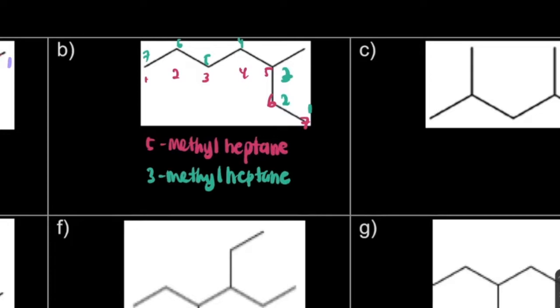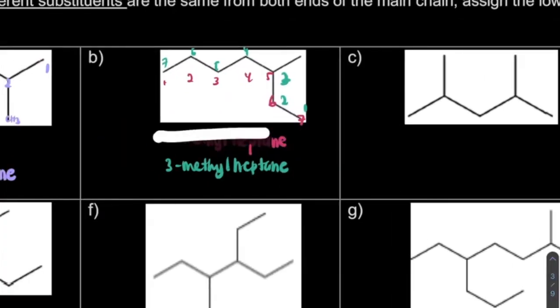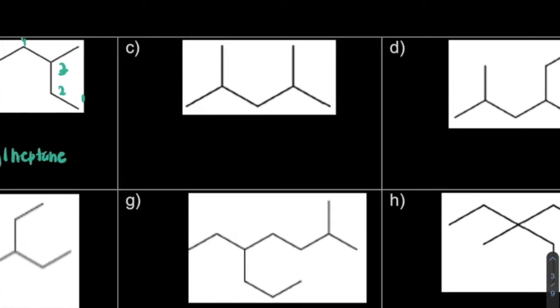So again, we want the smallest substituent, the lowest possible number. Okay, so kita akan ambil 3-methyl heptane. So I'm gonna erase the red one. Okay, macam mana pula C?